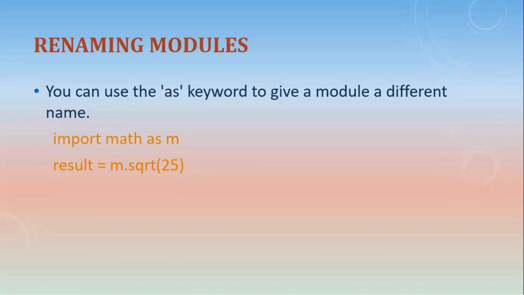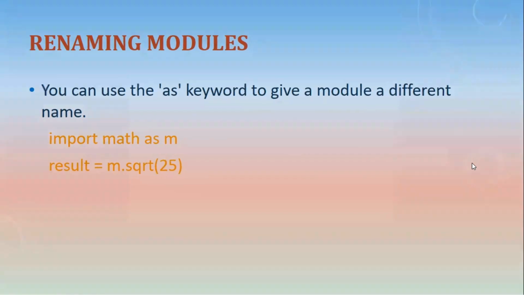So every time you want to write the name of that module, you can simply write the alias that you have used. So import math as M. M is the name given. So I can use M dot square root, because M is the alternative name for the math module, right?